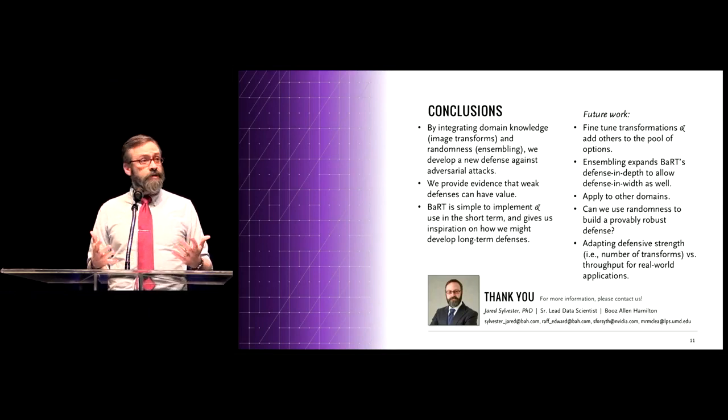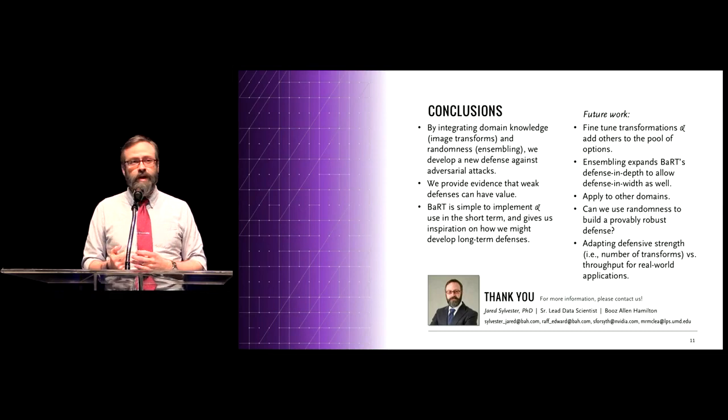In conclusion, we have combined some domain knowledge in the form of these visual transformations with lots and lots of randomness, and by ensembling these together, we're able to develop a new defense against attacks. We think this is pretty useful in the short term because it's very easy to implement. We hope this also gives the whole community some ideas for potential ways to do long-term defense in this kind of ongoing cat and mouse game by showing that even completely useless, weak defenses, when combined together appropriately, are quite useful.